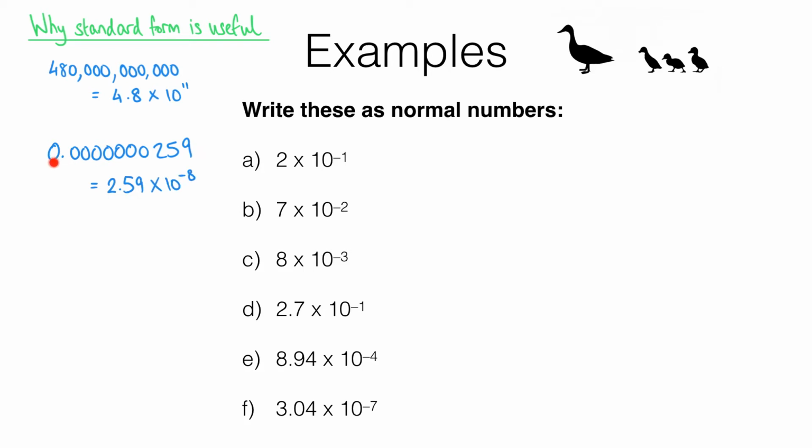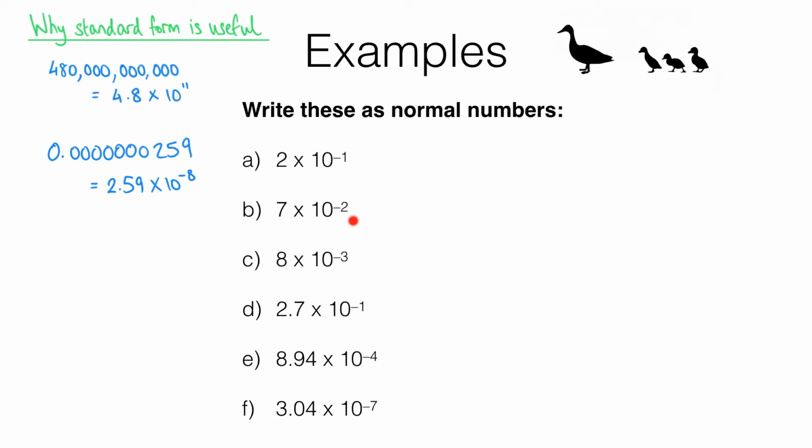Now, if you don't know how I did this, don't worry. That's actually what we're going to cover in the next video, converting from an ordinary number into standard form. What we're going to do in this video is look at how to convert from a number in standard form that involves a negative index into an ordinary number. So here are the questions.